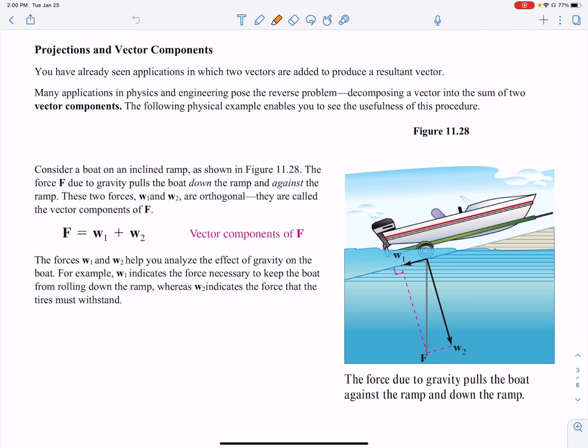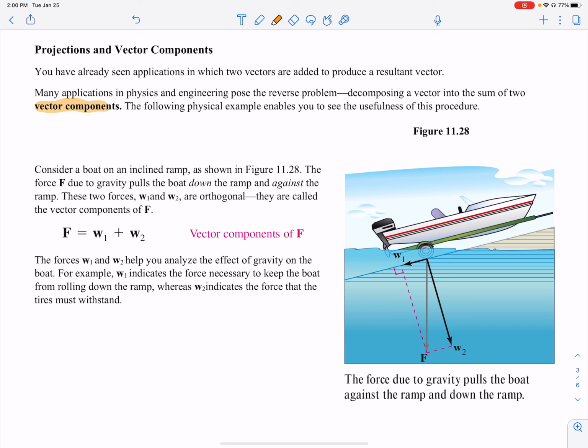So we're going to deal with applications. You guys have already seen applications of vectors, talking about force. We actually had one on the quiz talking about force. It was a statics question from physics. What we're going to look at here is the opposite, the reverse problem of that. We want to take a vector that already has a force, a resulting vector, and we want to break it into what they call vector components.